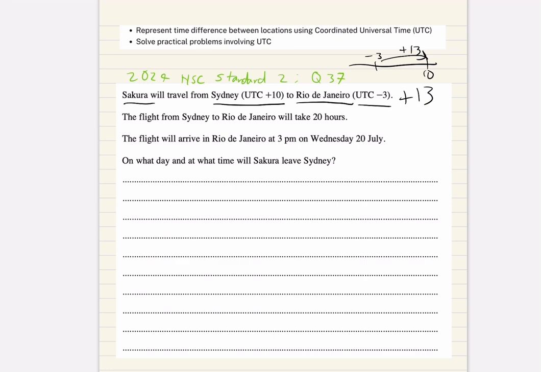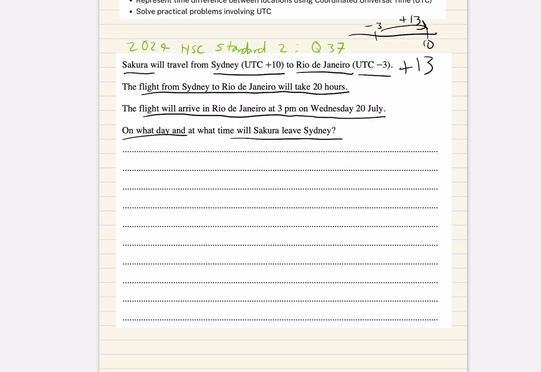The flight from Sydney to Rio will take 20 hours. The flight will arrive in Rio at 3 p.m. on Wednesday, 20th of July. On what day and at what time will Sakura leave Sydney? The way I would do this is work out what time the flight would have to leave Rio, so go 20 hours back in Rio time, and then convert that Rio time to Sydney time by adding 13 hours to it. So if we look at 3 p.m. Wednesday, 20th of July, we go 20 hours back, and that's the time the flight left Sydney in Rio time.